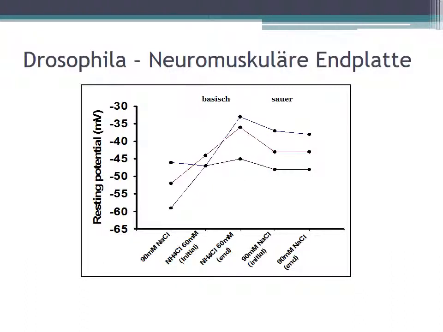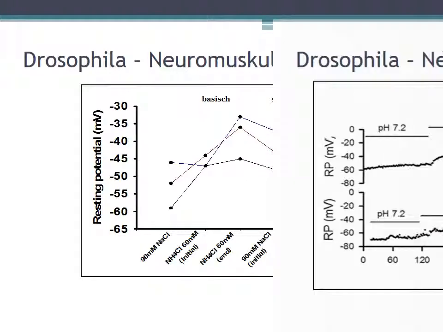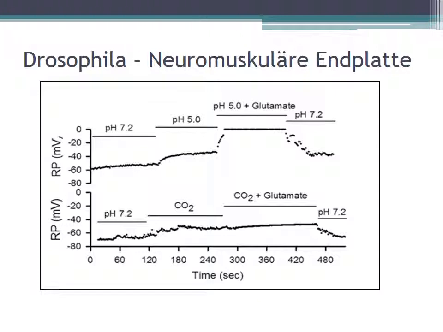Once the cell alkalizes, the resting membrane potential depolarizes. And once it acidifies, it repolarizes again, but not to the level it initially did. So this is a little different from the crayfish. What we looked at next was the resting membrane potential at different concentrations of pH and CO2. I will talk about the first graph at the beginning.